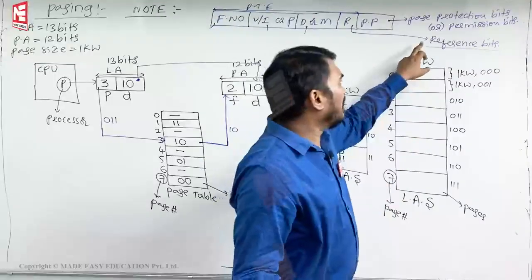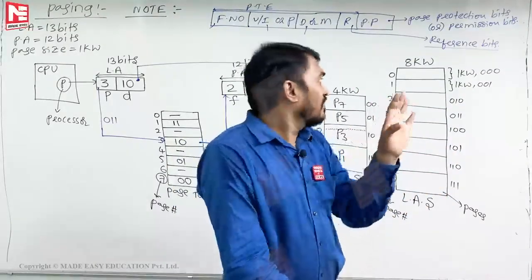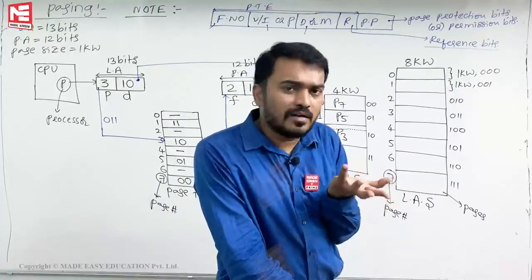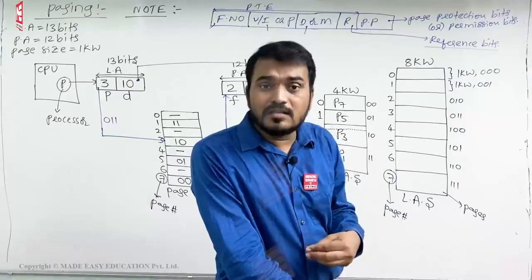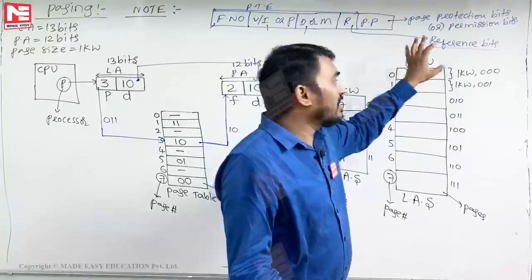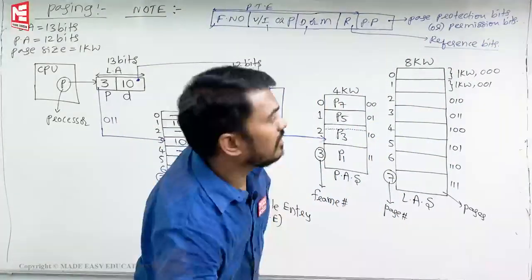Now how many bits will be there for the reference bit? There is no fixed number of bits for the reference bit. It may have 1 bit or 2 bits or 3 bits or 4 bits. That depends on the availability when you are designing the operating system. Is that clear? So that is about the reference bit.